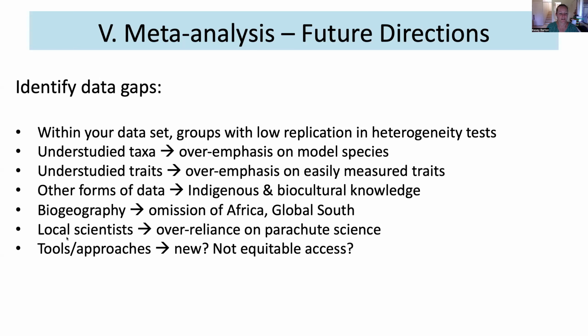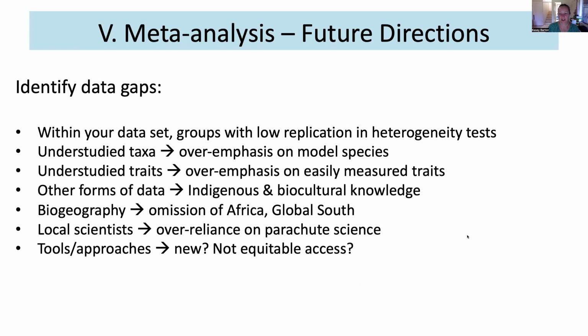I think often there are data gaps from local scientists. So there's an over-reliance on parachute science in many cases, and that also then leads to an overemphasis on easily measured traits. And finally, there may be different tools or approaches that aren't very well represented. That can be an important and exciting opportunity for future directions. Maybe it's because there are new tools or new approaches, or something of concern, maybe there's not equitable access to some of these tools and approaches, and that could be confounded with, say, biogeography.